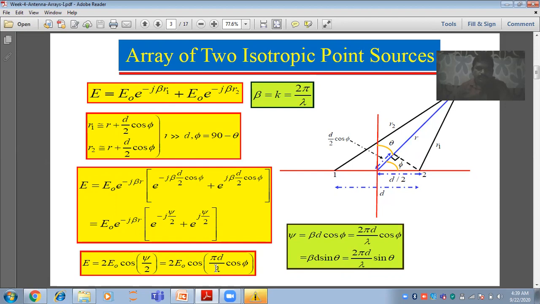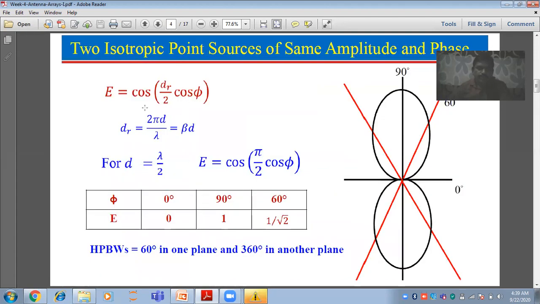Here, in the place of beta d, it is represented by psi. So this psi is nothing but beta d, where beta is 2 pi by lambda into d. Wherever you find this psi, you have to imagine that it is beta d. So beta d by 2 cos phi.